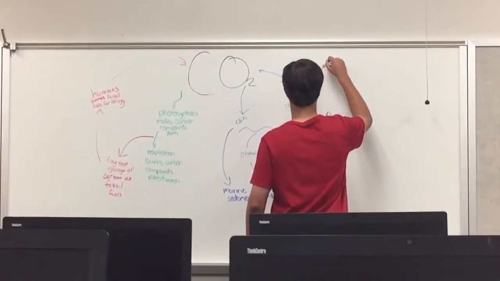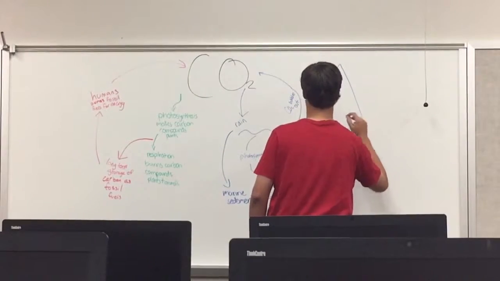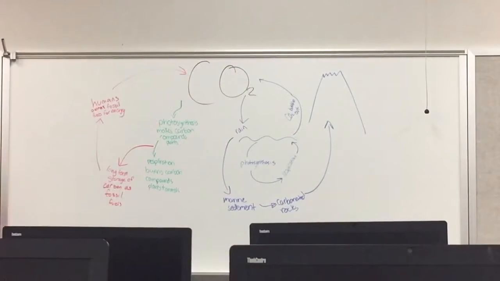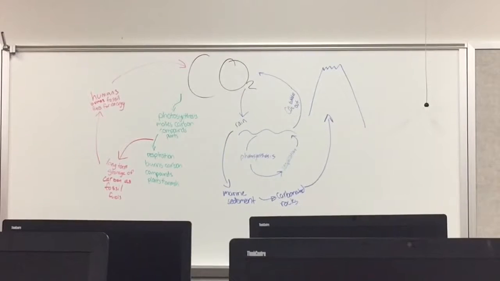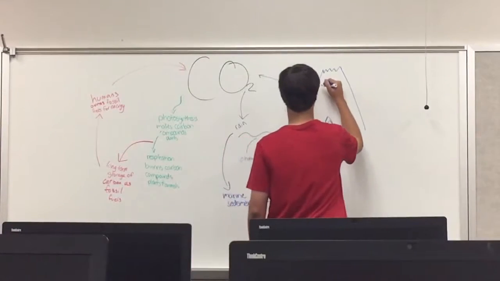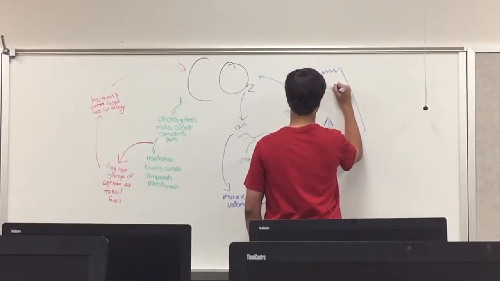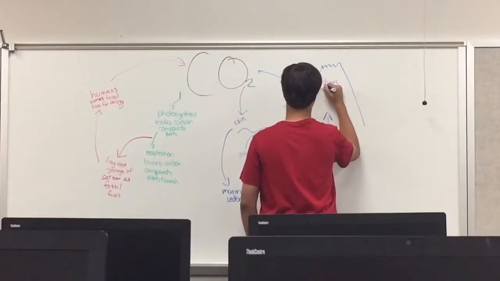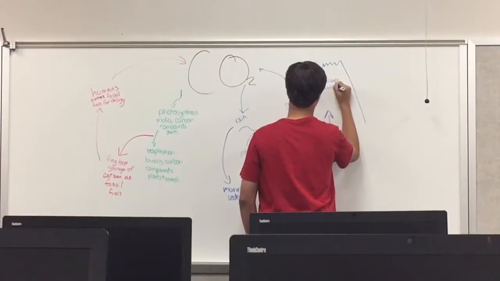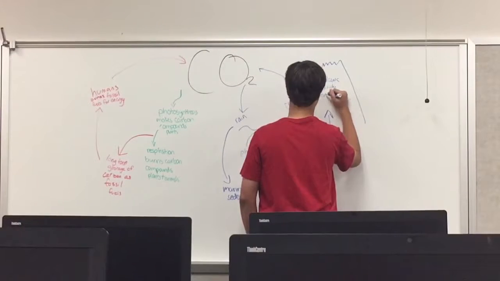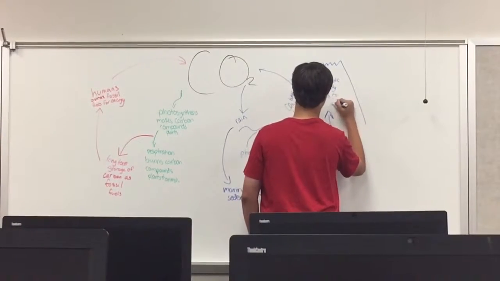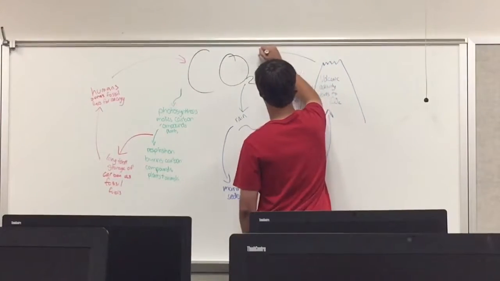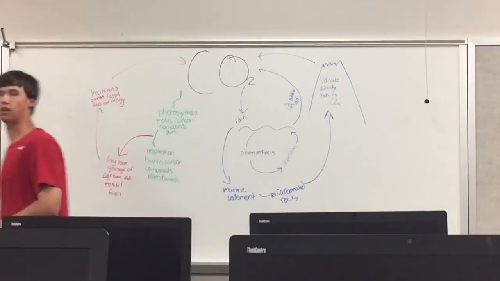And then coming out of the volcanoes is carbon dioxide, which leads back up to carbon dioxide. So basically everything is carbon dioxide in the end of its cycle. And then that's the carbon cycle.